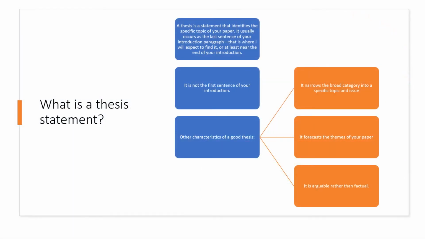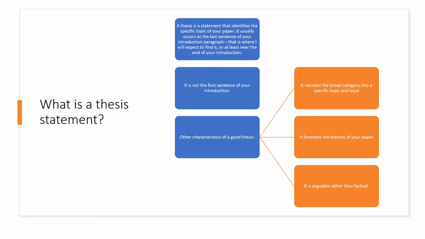Okay, a thesis statement. Now we're into, as I mentioned in the last slideshow on beginnings and endings, expository and persuasive writing. So with this kind of writing, you need a thesis statement. What is a thesis statement? A thesis is a statement that identifies the specific topic of your paper. It usually occurs as the last sentence of your introduction paragraph. That is where I will expect to find it, or at least near the end of your introduction.